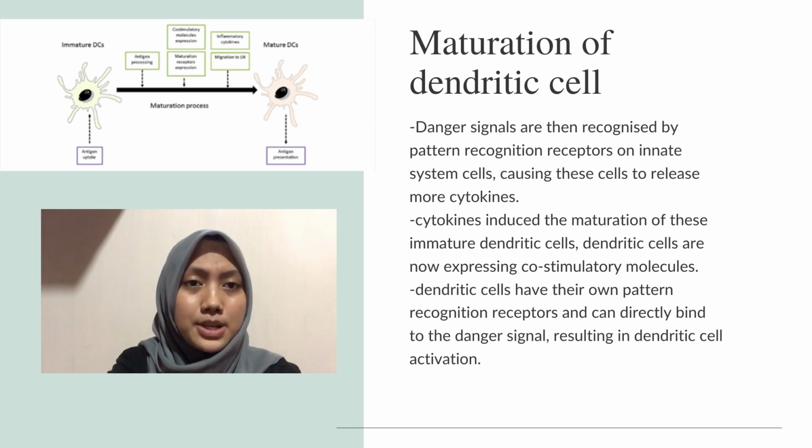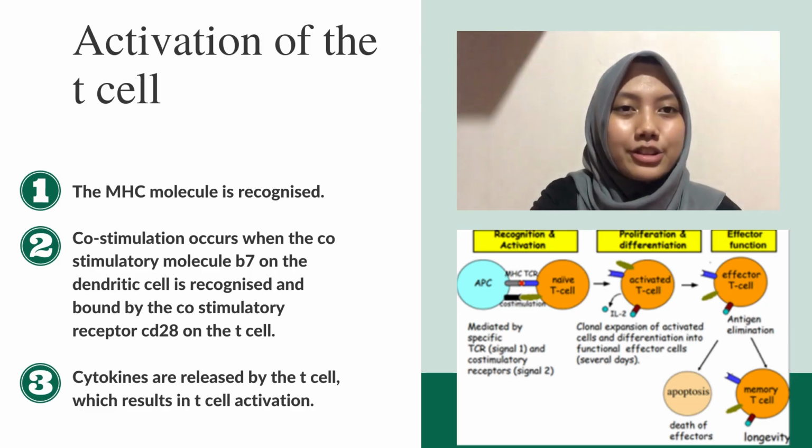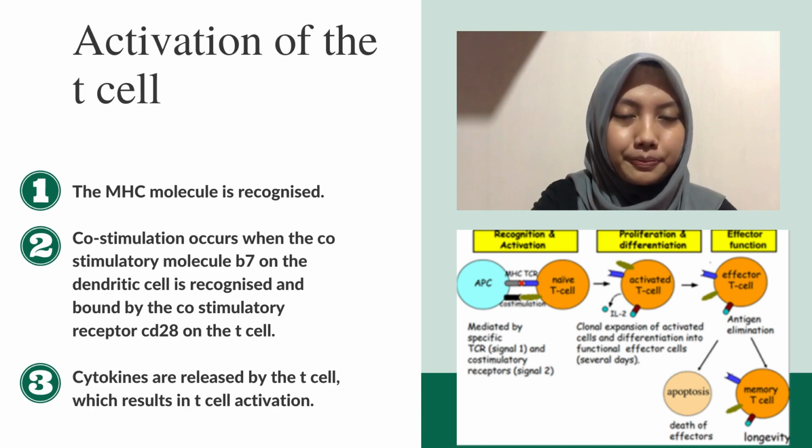Dendritic cells now express co-stimulatory molecules on their surface. Dendritic cells have their own pattern recognition receptors. This receptor can directly bind to the danger signal, resulting in dendritic cell activation. Once activated, dendritic cells will collect antigen from the site of infection, process it, and display it on their surface as peptide antigen MHC complexes. Following that, they migrate to the nearest secondary lymphoid tissue, such as a lymph node, and present these antigens to naive T cells.